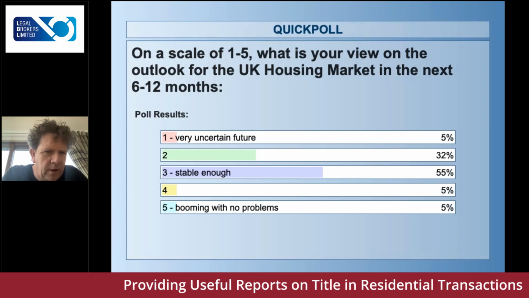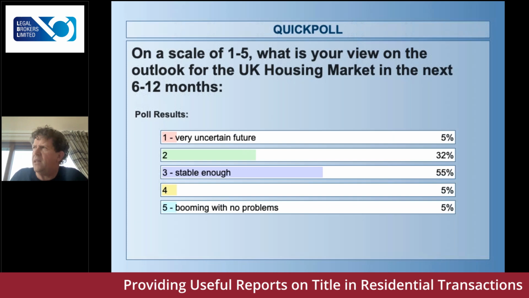It's very interesting, Stephen, looking at your poll here, that the market is stable enough. 55% are thinking that. And all right, yeah, there is some uncertainty, but there always is, isn't there? And I think, as far as residential conveyancing is concerned, there's a base level of work sitting there for people to do. Commercial property, different thing entirely.